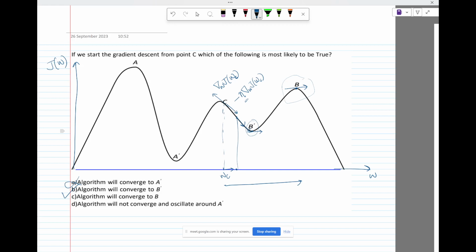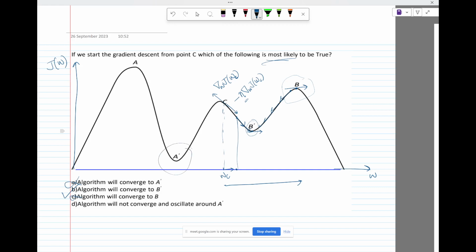If you reach somewhere here, then again you will do gradient descent and you'll reach back here. Only if you reach exactly at this point will you stop. So that is a very rare phenomenon. So we can discard this because it is saying most likely. This is very less likely. Algorithm will not converge and oscillate around A dash. So that is also very less likely.